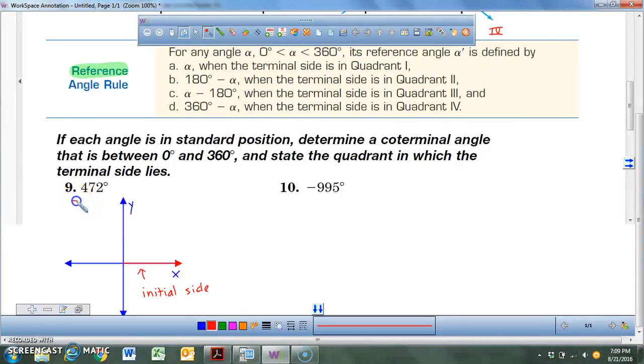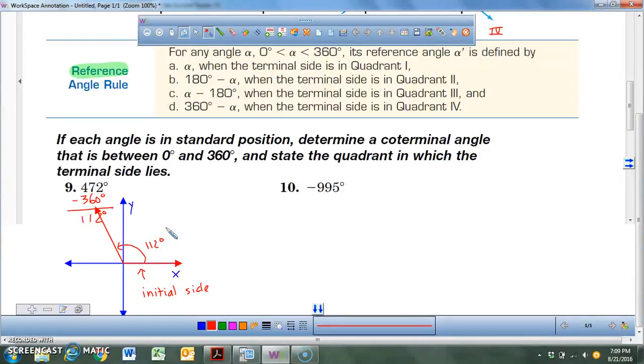But then, how much more do we have to go after we've gone 360 degrees? Well, if you take away 360 from that, it looks like we have to go an additional 112 degrees. So what we're going to do is we're going to estimate this. We're going to go an additional 90, and then we're going to add just a little bit more. So right about in there. I'm going to estimate from here to there is about 112 degrees.